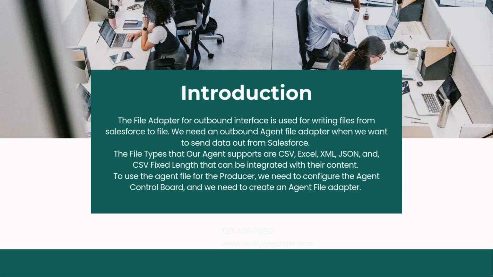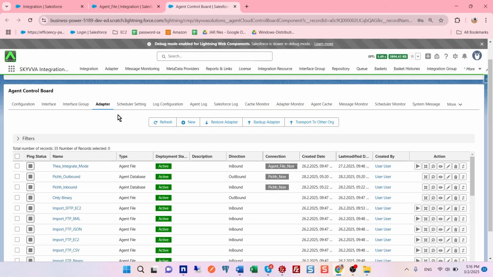The file types that our agent supports are CSV, Excel, XML, JSON, and CSV Fixed Length that can be integrated with our content. To use the agent file for the producer, we need to configure the agent control board, and we need to create an agent file adapter. After we have created a connection, we can create an adapter using the created connection.